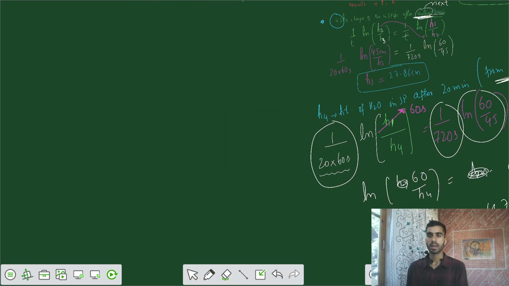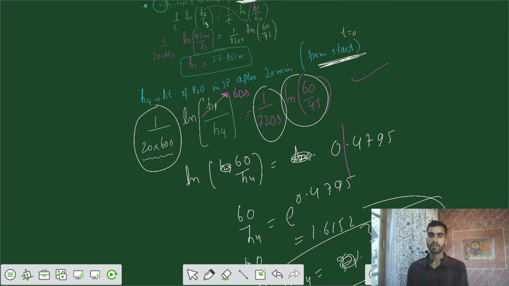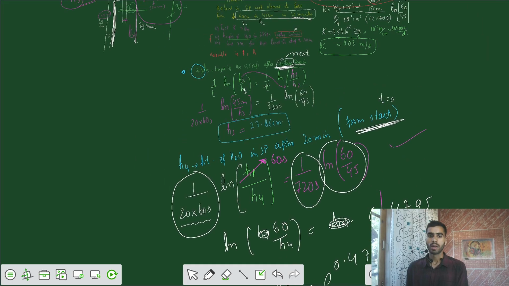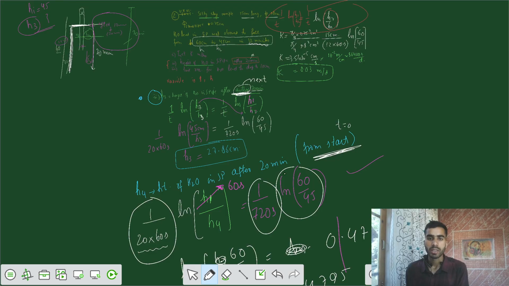Let's try to get that again. So we are getting two different values of height, because the condition has been changed. In the first part, I said that after 20 minutes, but from the next 20 minutes, after another 20 minutes, from the data that was given to you.